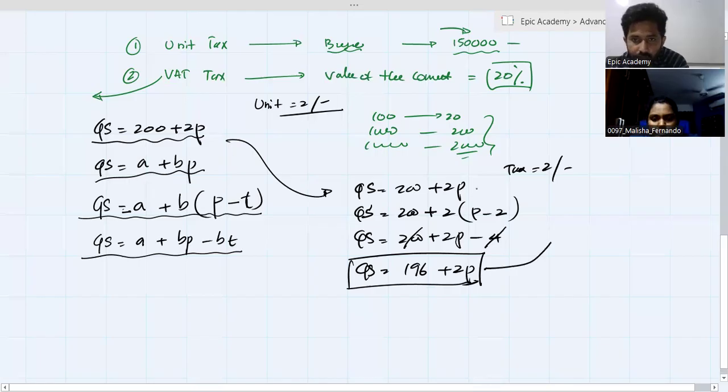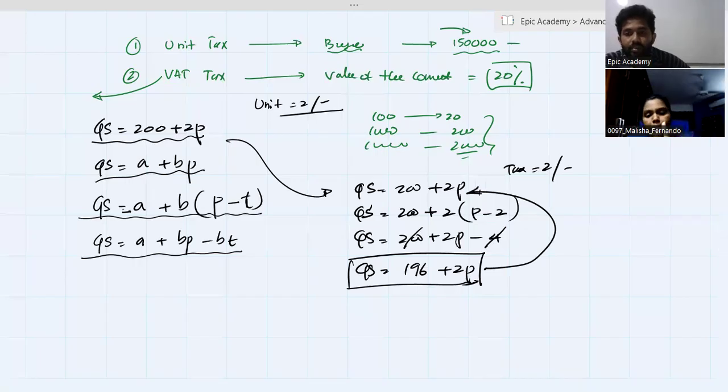Now you can identify what will happen if the government imposes a unit tax. The value for A can be changed. What's the meaning of A? A means, when the price equals 0, the starting amount of the selling quantity. It can be changed because of the unit tax. That is the only thing that happens.